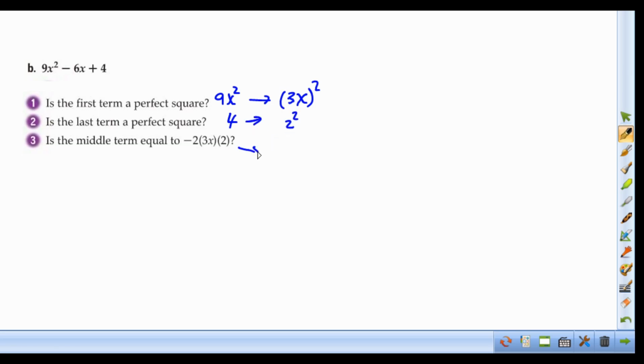Now, is the middle term 2 multiply the first multiply the last? Let's check. Negative 2 multiply 3x multiply 2, we get 2 multiply 3, 6 multiply 2, 12. So we get negative 12x. And the middle term is what? Negative 6x. So this trinomial is not a perfect square.